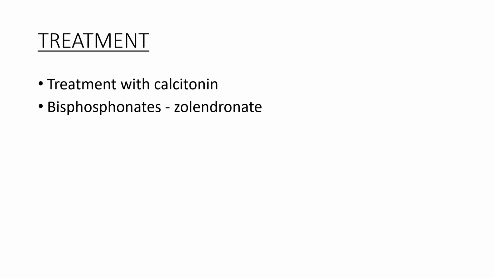Calcitonin helps in the treatment of Paget's disease because it inhibits the osteoclast. Because of that, there will be less resorption of bone and the bone will be orderly remodeled. Then we can also use bisphosphonates. Bisphosphonates, particularly zoledronate, are effective against Paget's disease. This brings the end of the topic Paget's disease.